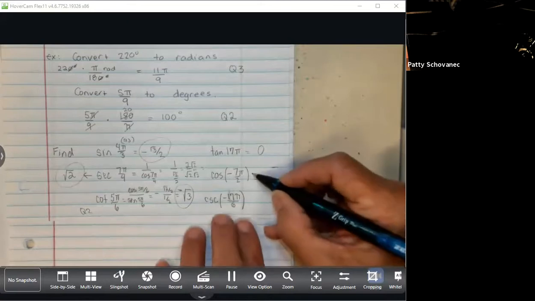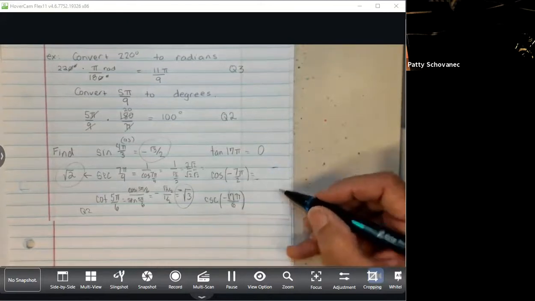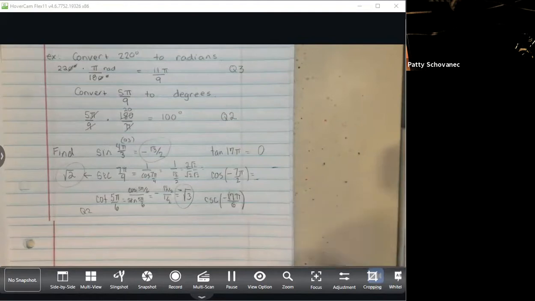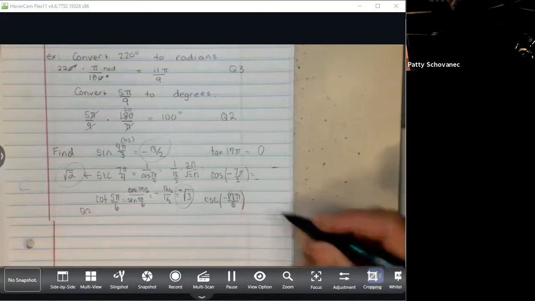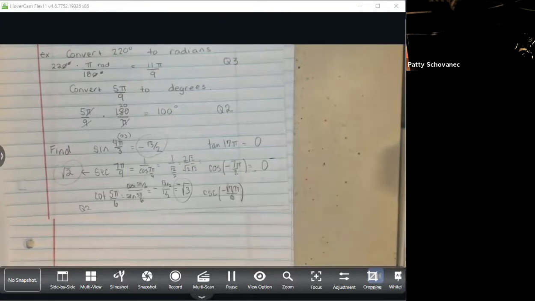Cosine of 7 pi halves, or negative 7 pi halves, or pi halves. What's cosine of pi halves? Cosine of any pi halves is 0. Right? Cosine of any odd multiple of pi halves is 0. That 7 is odd. Cosine of an odd multiple of pi halves is 0.